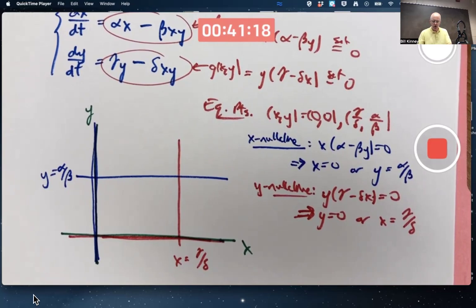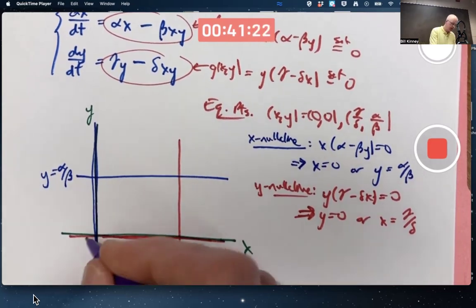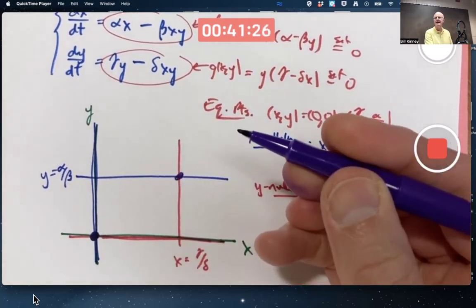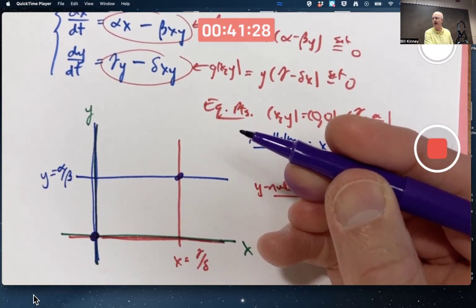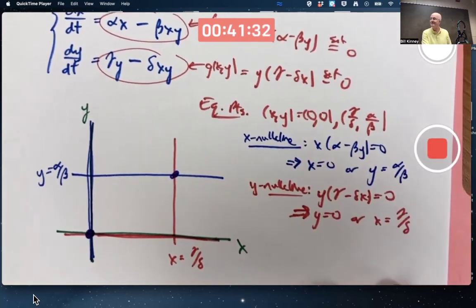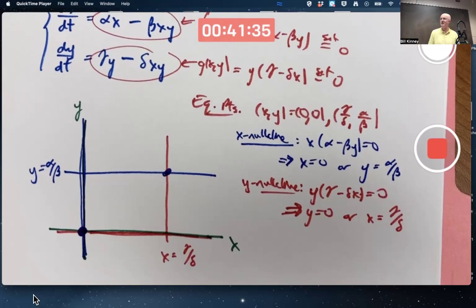Where red and blue cross, where the x and y nullclines cross, we get equilibrium points. Red and blue make purple. This is a purple pen, though it's hard to tell on the screen. I'm having fun. But what about the directions of solutions?